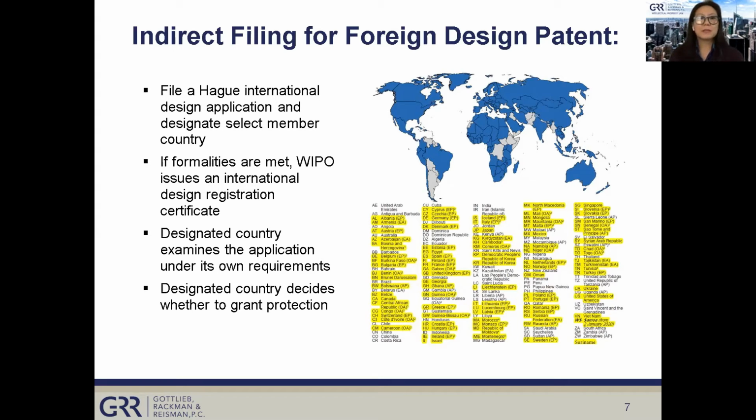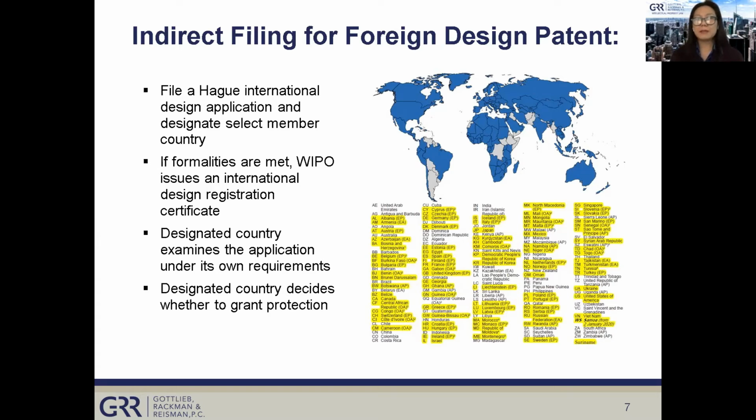The only difference is that once you file a Hague design application, as long as it meets the formalities, an international registration certificate is issued. Each country then examines the application and decides whether to grant protection. The Hague International Design Registration is only effective in those designated countries that have agreed to grant protection.